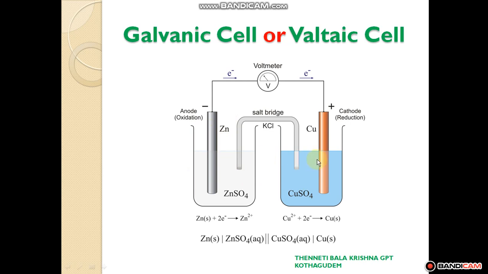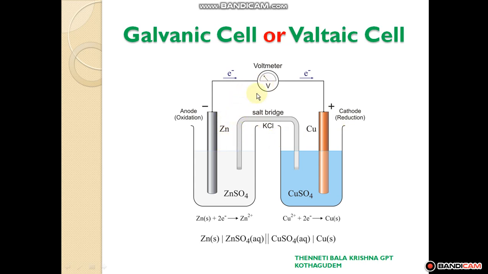rather than the copper half cell? Zinc is more reactive than copper. So which metal is more reactive, that is ready to lose the electron. Zinc tends to lose the electron more rapidly than copper. So zinc is ready to lose the electron.